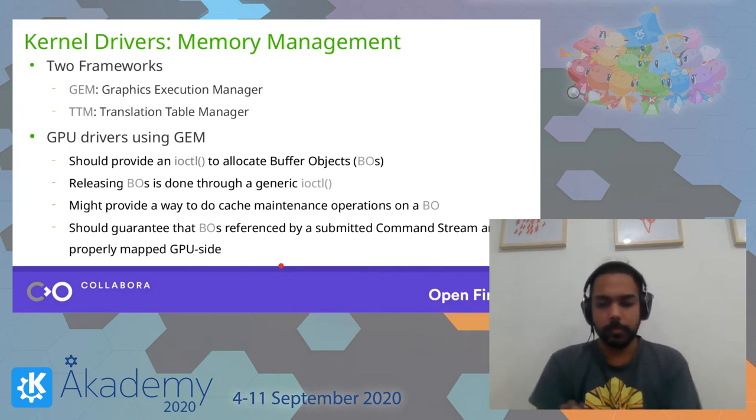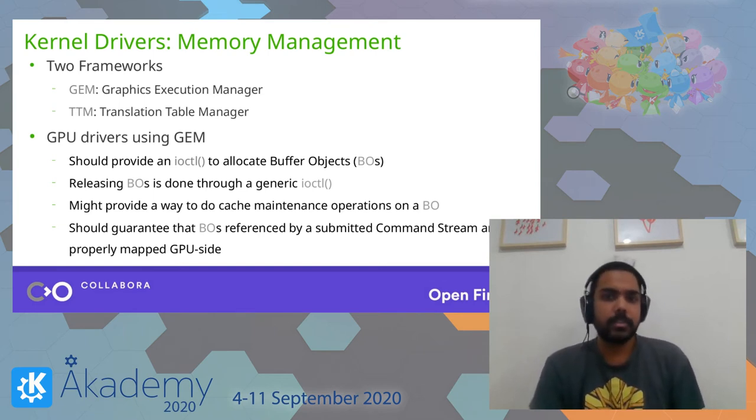But before we go further ahead, what are buffer objects? Buffer objects are essentially memory regions within the GPU that allow you to upload graphics data such as textures, vertexes. They also allow for a lot of other things, but for the sake of simplicity for this talk, we are just going to imagine these as memory regions where you can upload data.